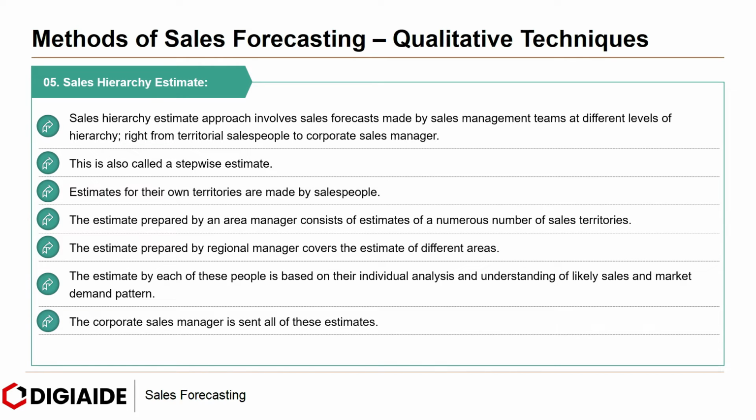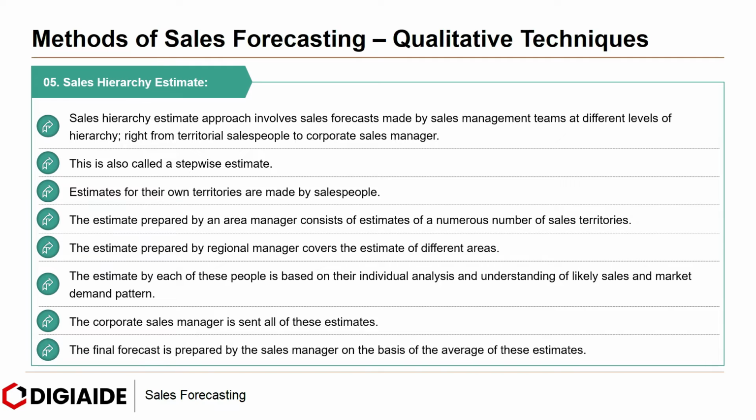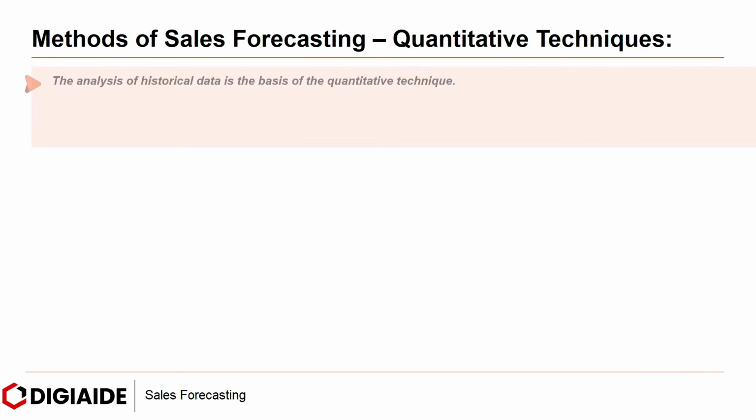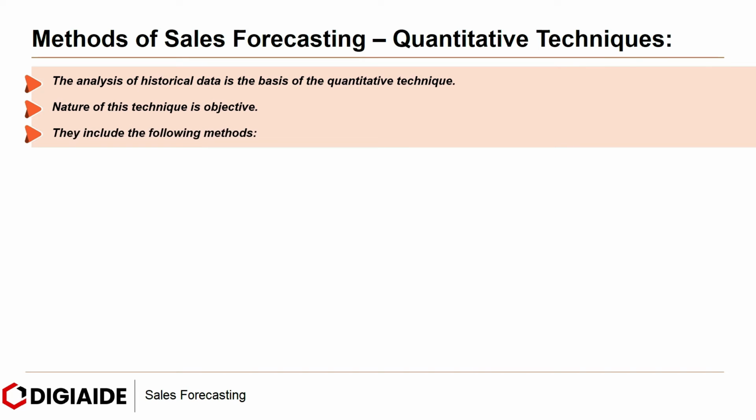The corporate manager is sent all of these estimates. The final forecast is prepared by the sales manager on the basis of the average of these estimates. Now moving on to the quantitative approach. Here the analysis of historical data is the basis. The nature of this technique is objective. They include the following methods.